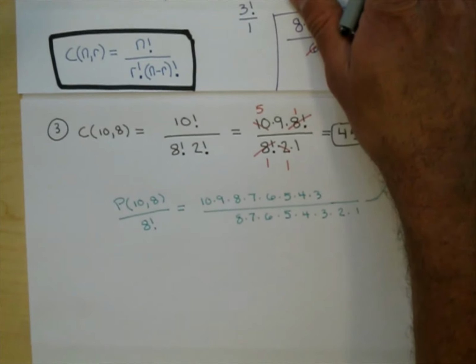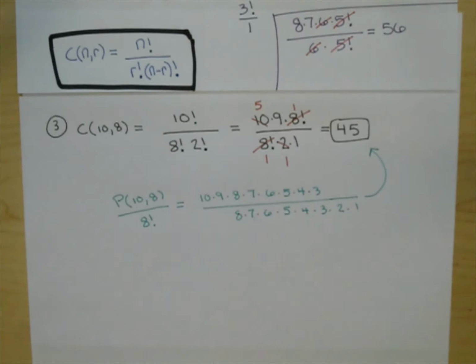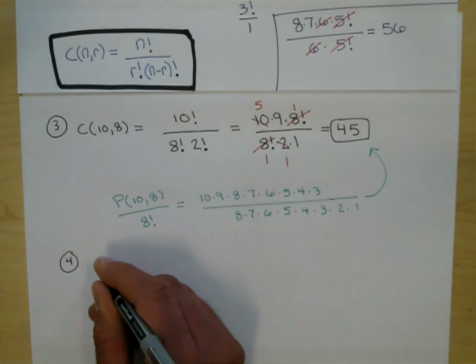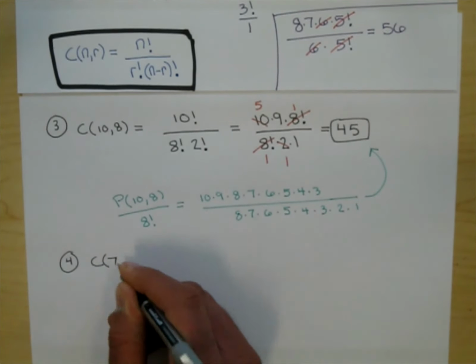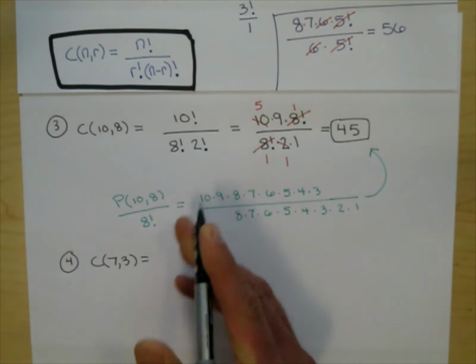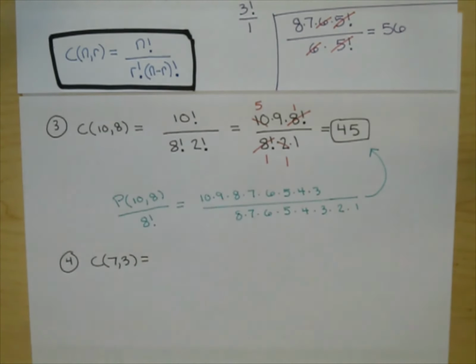So let's go ahead and do problem number 4. Maybe you want to pause the video and do this one on your own. This is 7 choose 3. So please use this formula here and see if you can do the problem.